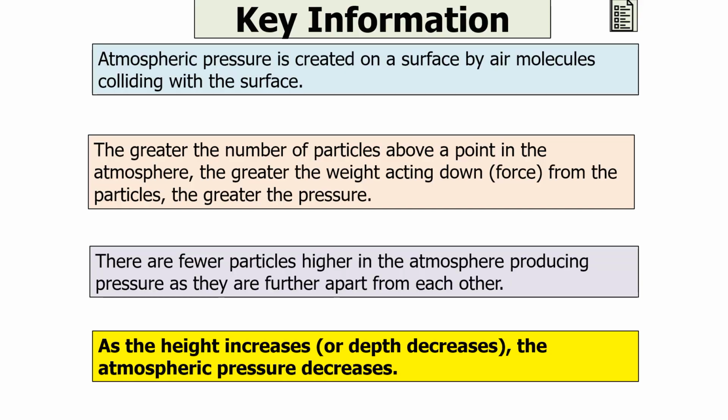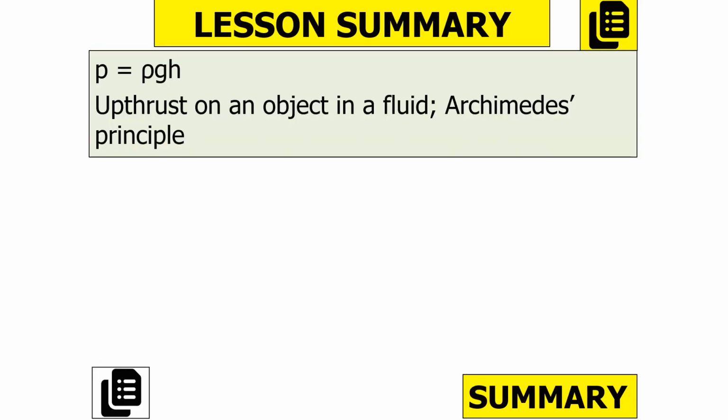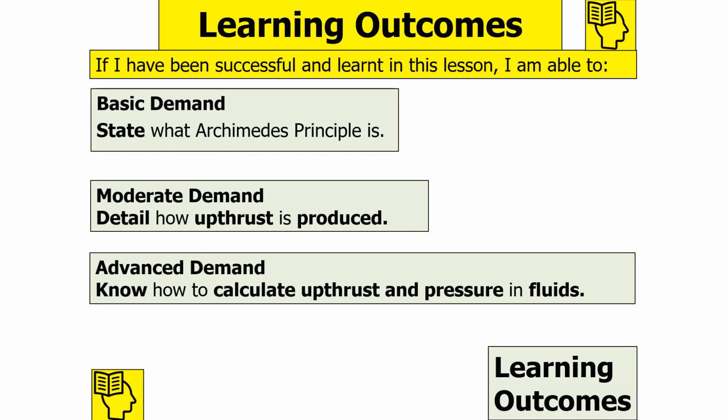So that brings an end to our lesson today, where we looked at pressure is equal to density times the strength of gravity times the height. We've looked at upthrust on an object, and we've looked at Archimedes' principle. So if we've been successful and we've learnt in today's lesson, we should be able to state what Archimedes' principle is, detail how upthrust is produced, and know how to calculate upthrust and pressure in fluids.